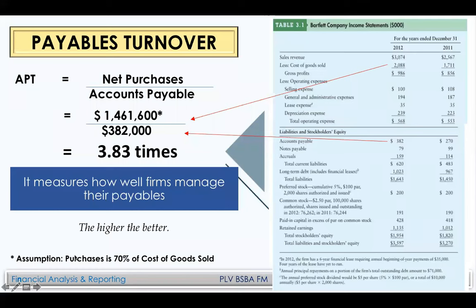So the assumption here is that purchases is 70% of cost of goods sold. So what is 70% of 2,088,000? That's 1,461,600 divided by 382,000, which is your accounts payable. So the answer is 3.83 times, or it takes 4 times a year to turn over the company's payable. So generally, the higher your payables turnover, the better.